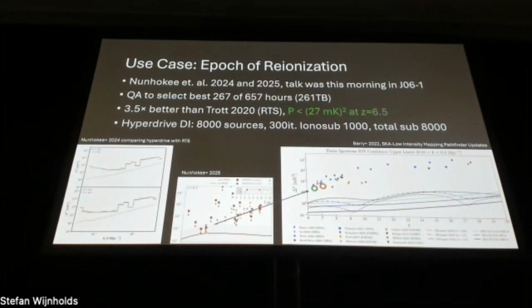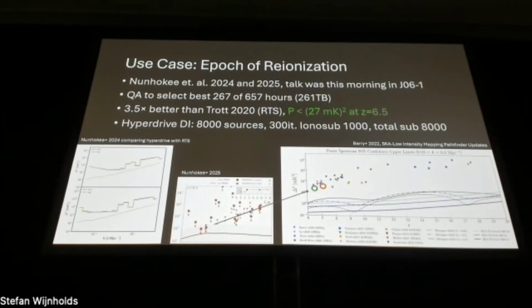But the epoch of reionization is really what Hyperdrive was built for. And unfortunately, you would have just missed Redeeming Anarchy's talk that was this morning. But there were a lot of things that went into that for quality analysis to be able to select which observations were the best ones. But in that work, in the 2024 paper, we directly compared Hyperdrive and RTS, and it looks pretty neck and neck, but Hyperdrive does come up with some advantages.